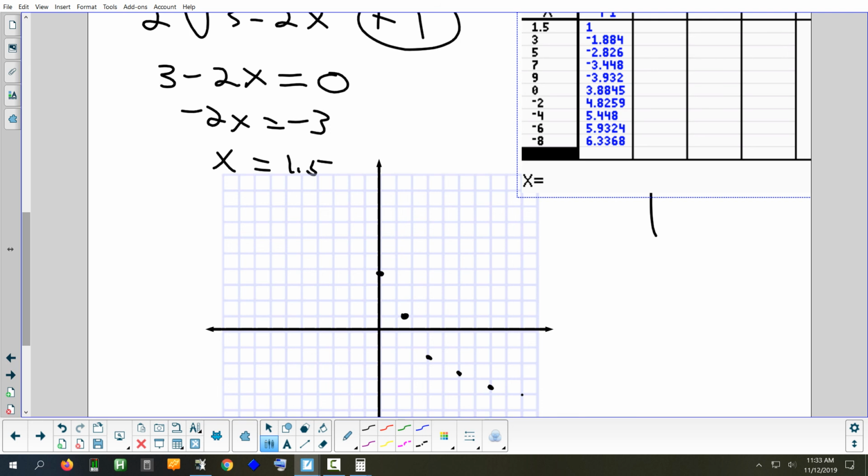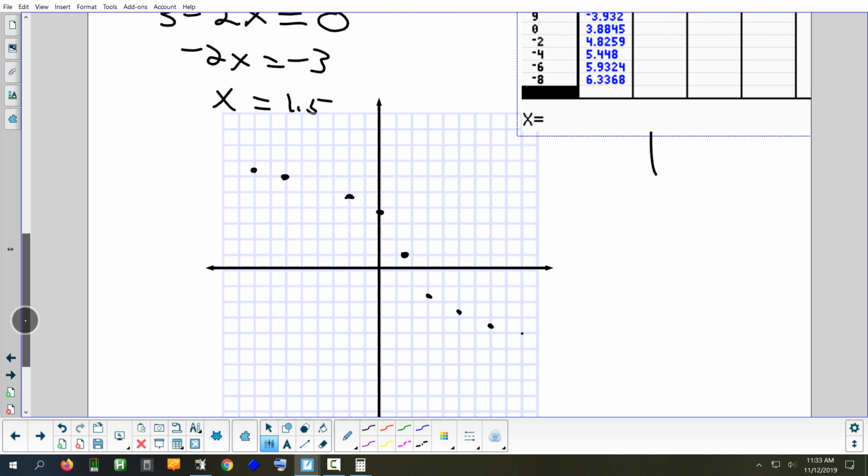-2, 4.8. 1, 2, 3, 4.8. About right there. -6, 6 basically. 5, 6 looks good. And -8, 6.3. Okay, about right there. Now connect all your roots, and that's the graph of your root.